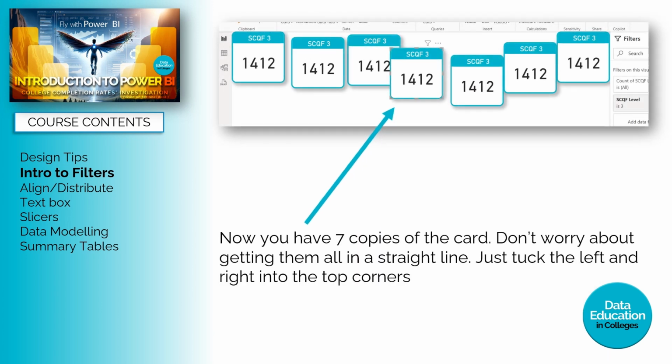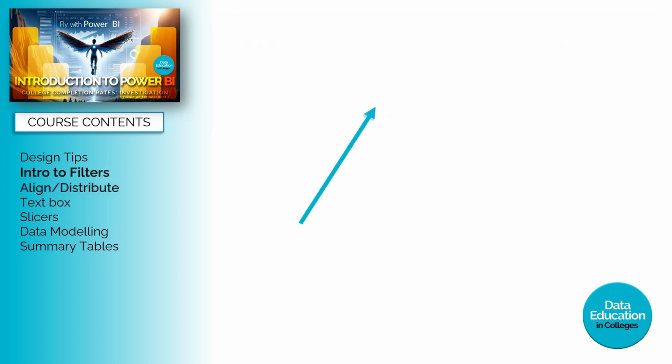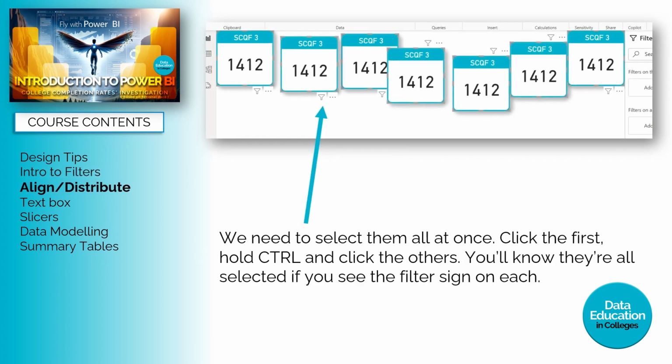Drag them out. Don't worry about arranging them all. Just make sure the left and the right are tucked right into the top corners. We need to select them all at once. So click the first one, hold Control and click on the others. You'll see the little filter comes up to show that you're all selected.